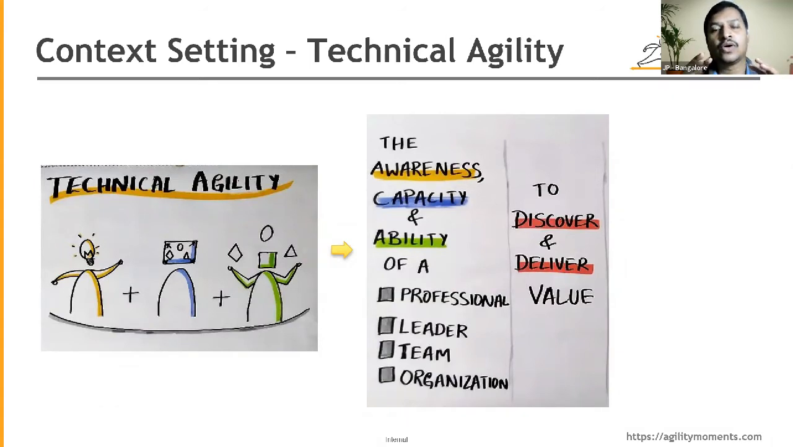So the awareness, capacity, and ability of an engineer, let's say a professional, is also related to technical agility. We need this for leaders and managers. I'm putting both managers and leaders into the same category. And it is needed at the team level and the organization level. That's the technical agility. So you see here, I'm delinking technical agility from a technical practice.